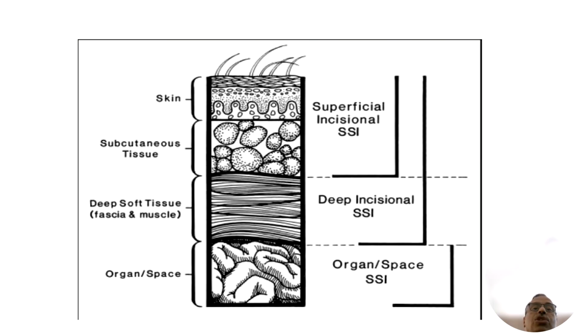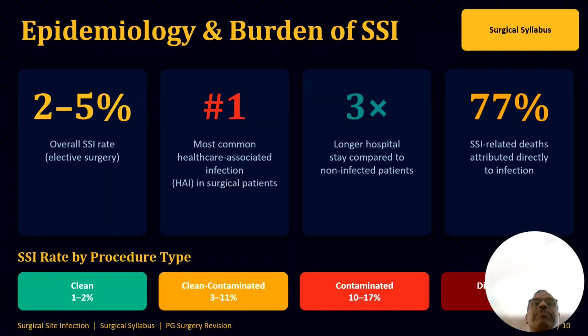If the deep soft tissue below the muscle fascia is involved, like the fascia and the muscles, then it would be categorized as deep incisional SSI. Now, mind you, in deep incisional SSI, obviously, there may be associated infection of the skin and subcutaneous tissue also. And when the organ spaces are involved, then we call it organ space SSI.